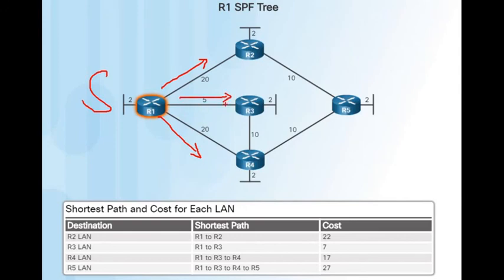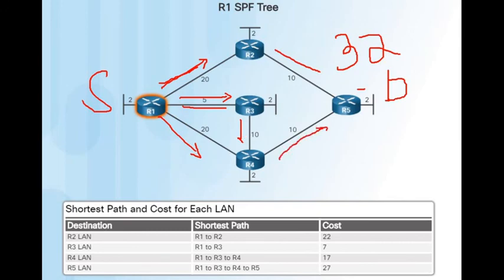You have 3 possible paths to reach this destination right here. So which one of them is the shortest path? Let's analyze. Let's start off with this one: 20, 10, 30 plus 2, that gives you 32. Next you have 5, 15, plus 10, that is 25, plus 2, that gives you 27.